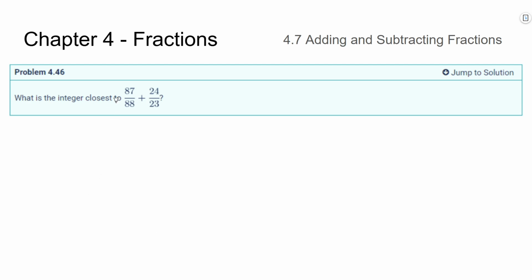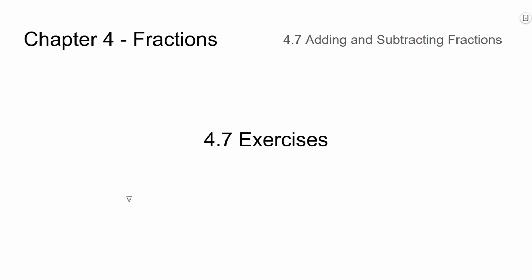All right, so what integer is closest to 87/88 plus 24/23? Well, we see that 87/88 is pretty close to 1. We see that 24/23 is pretty close to 1. So 1 plus 1, I think we've been doing that for a long time now. That's going to be equal to 2. And that's it. We ended off with an easy one.